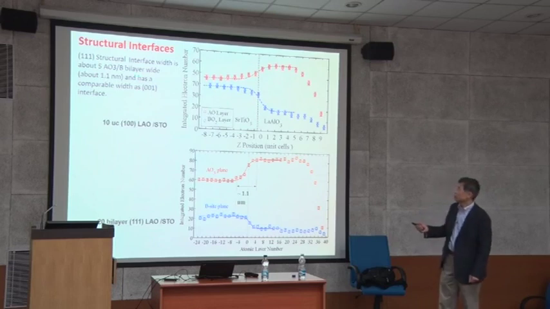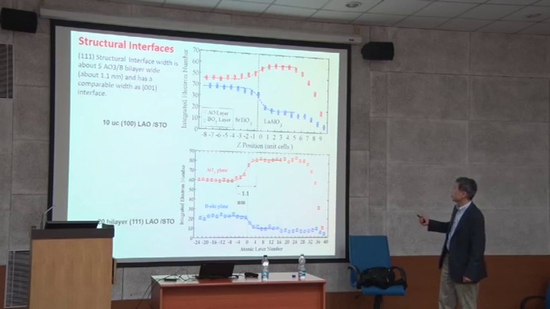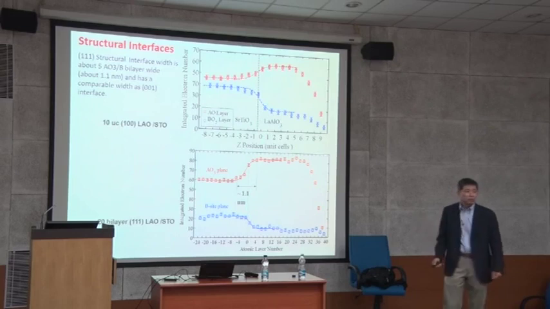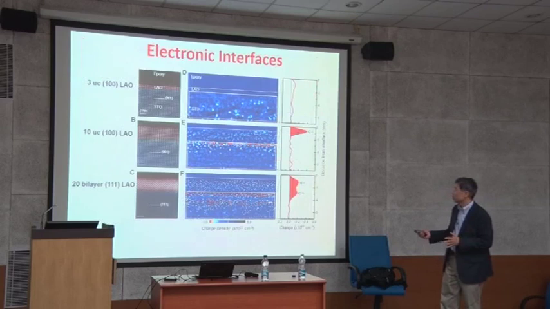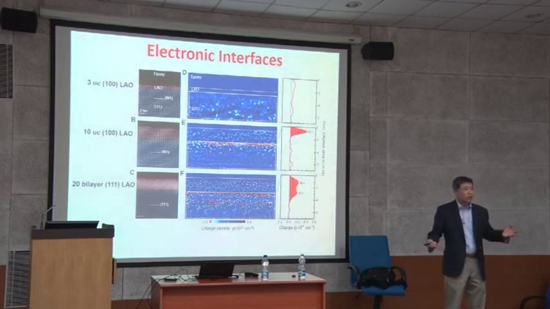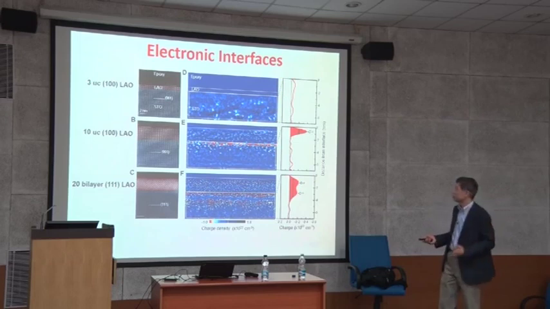So when you look at the actual width of the interface, this is the actual electron density of the strontium titanate lanthanum aluminate interface. You measure the actual width of the interface, both STO 100 and 111, and you have an interface width almost identical. So structurally the interface sharpness is identical, but the electronic interface is much broader. Somehow, this relates to band filling. So that's what we will talk about.